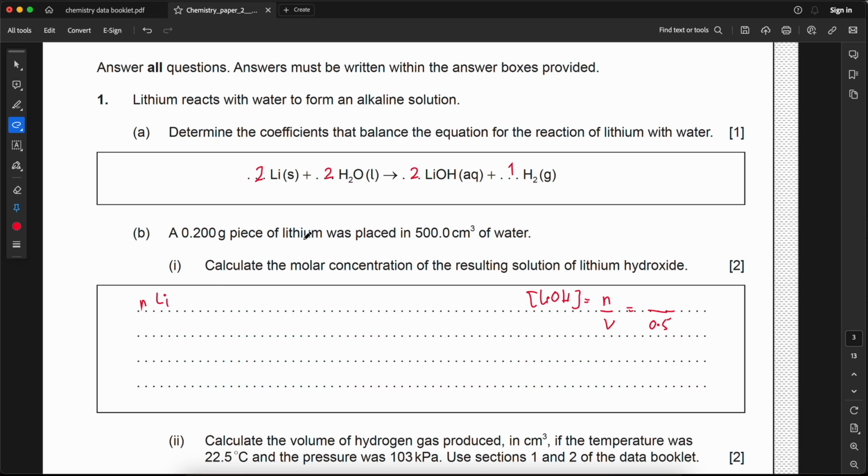So Li is known. Therefore, to find the mole is mass divided by molar mass or the relative atomic mass of lithium. That will be 0.2 divided by 6.94, which is 0.0288. Because the coefficients are the same, the mole of LiOH should be the same. So this will be 0.0288, and you will get 0.0576 mole per decimeter cube.